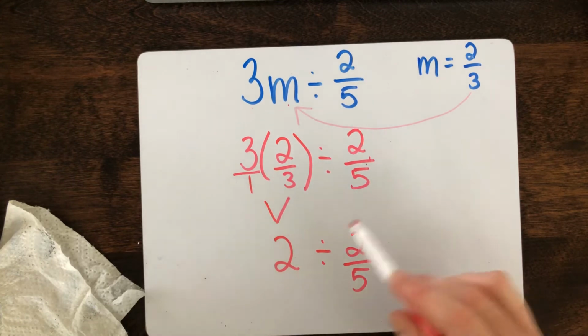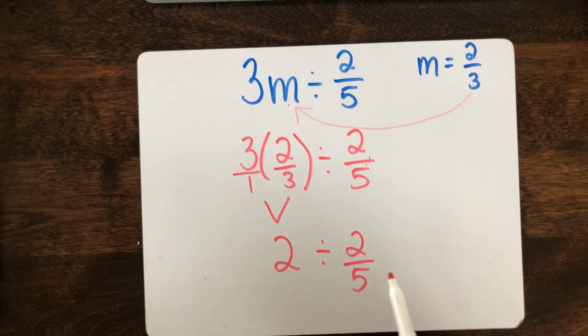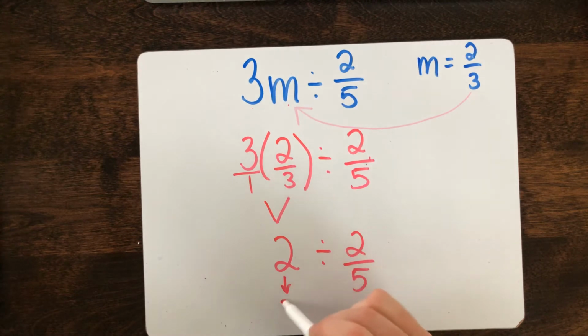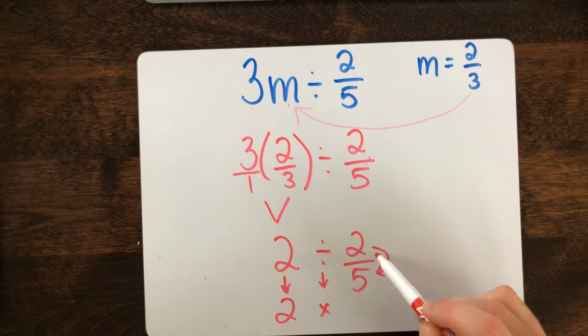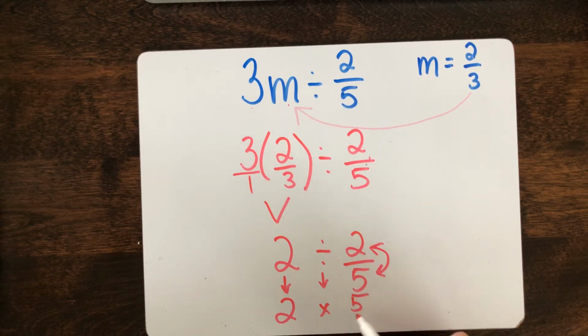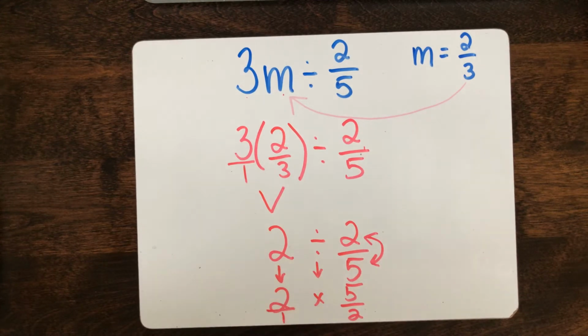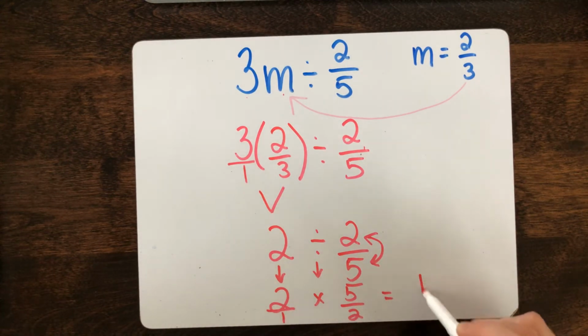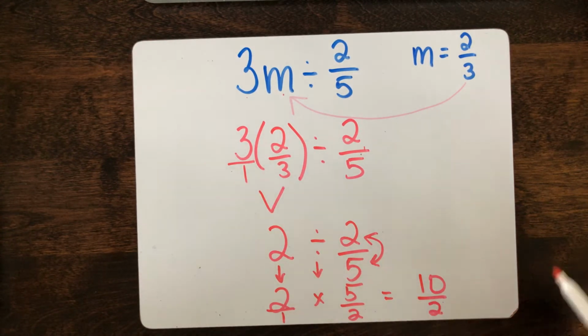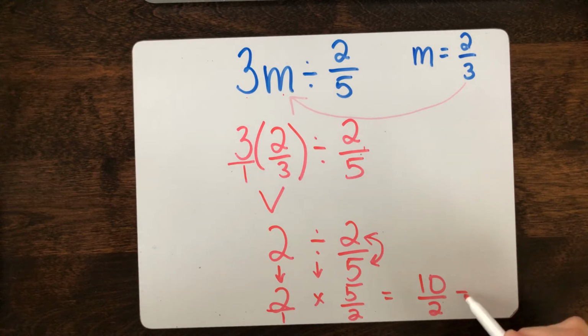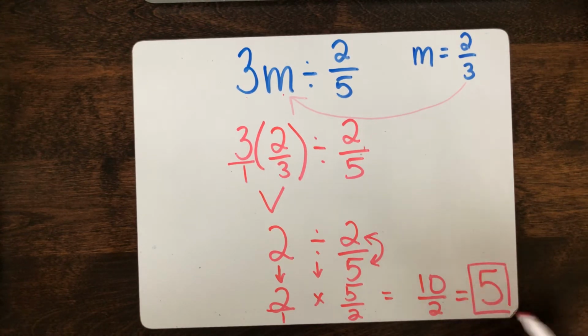Division sign, fraction. So we can keep, change, flip. So keep the 2, change the division to multiplication, flip or find the reciprocal of 2/5, and we get 5/2. And to multiply across, I'm going to put that 2 over a 1. 2 times 5 is 10. 1 times 2 is 2. So 10 divided by 2 is 5. And that's our answer for that first problem on the Google form.